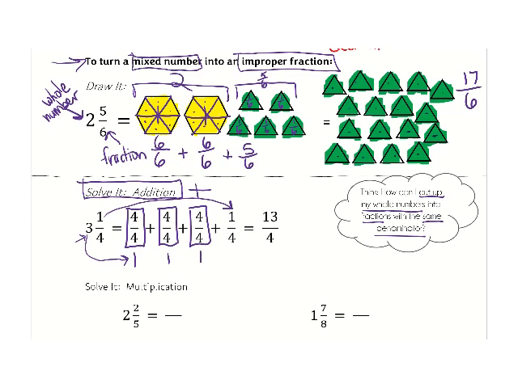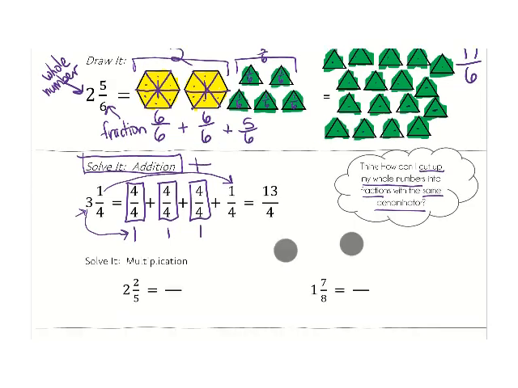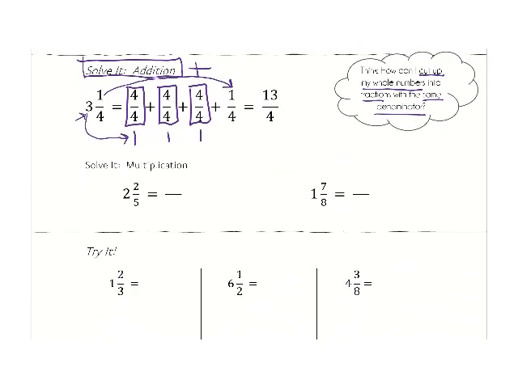I can write each whole number as a fraction using the denominator they gave me, and then add it all up. A faster solution is the multiplication solution. This can be really helpful when you have a mixed number and the whole number is a big number. So let's look at this example of 2 2/5.